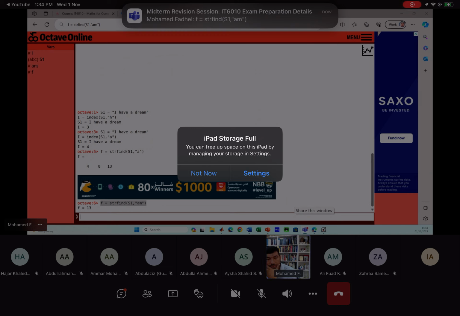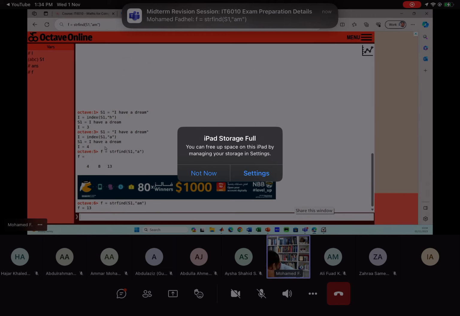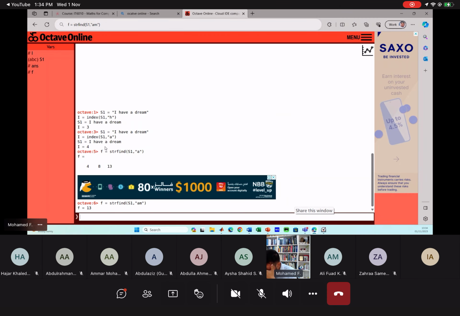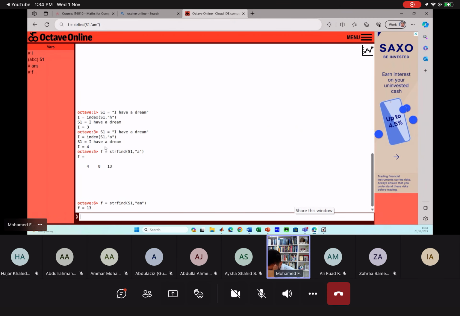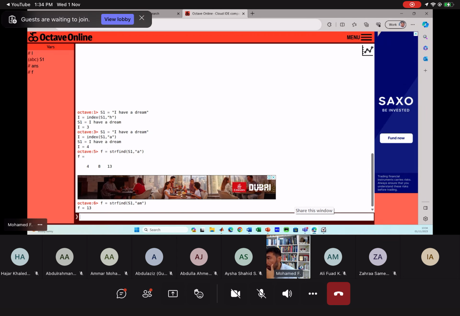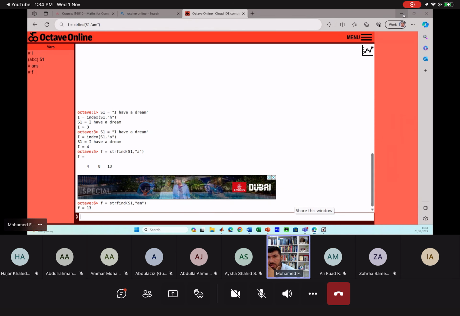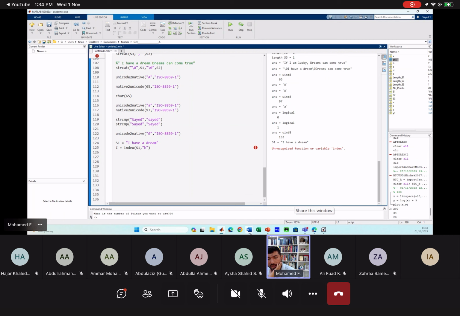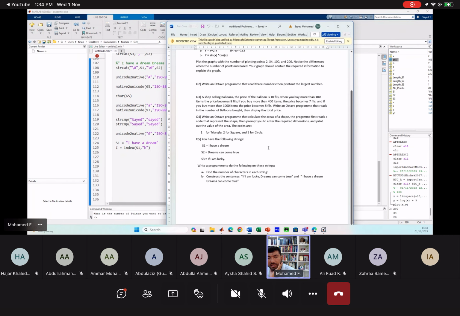Okay. Do we have any other function than these? strcat, strcomp, index, and strfind. Yeah, I think these are the functions that we have covered in the string. Is there any specific questions you want me to answer?